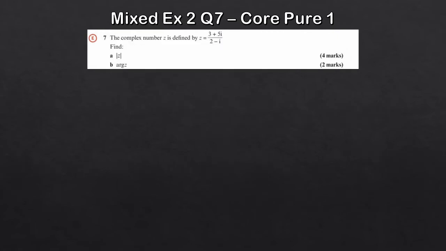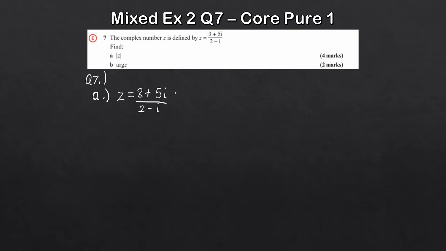So the next question, another one from mixed exercise 2 here. We've got our complex number z defined by this quotient. Part A asks us to find the modulus of z, and part B you're asked to find the argument of z. So let's have a go at this. We've got z here, 3 plus 5i divided by 2 minus i, and we want to find the modulus of this.